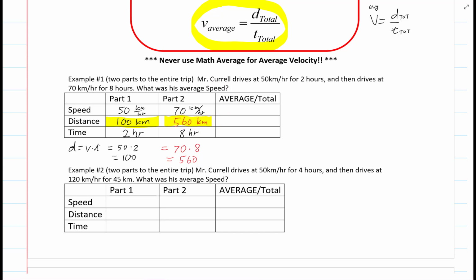Now there's a section here called the average or total. I'm going to do a big block right here because we can never go across there, but here we can go plus equals, plus equals. It makes sense though. If I do 100 kilometers, then 560 kilometers, then I will actually have gone 660 kilometers. And if I went 2 hours there and 8 hours here, then I went 10 hours.